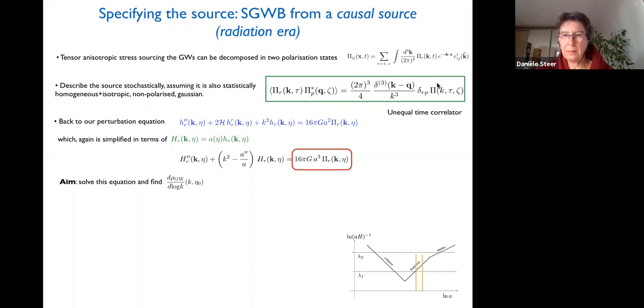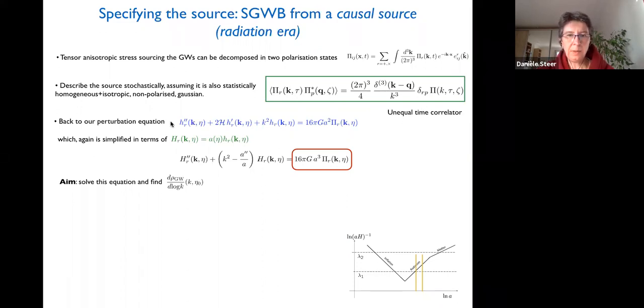And this is going to be the absolutely crucial quantity in any calculation of the stochastic gravitational wave background. This crucial quantity is the unequal time correlator of these two quantities. So these are evaluated at two different conformal times, tau and eta. And as we'll see, this is the quantity which is going to determine the shape of the stochastic background for your source. So please bear that in mind: the unequal time correlator of the anisotropic stress.